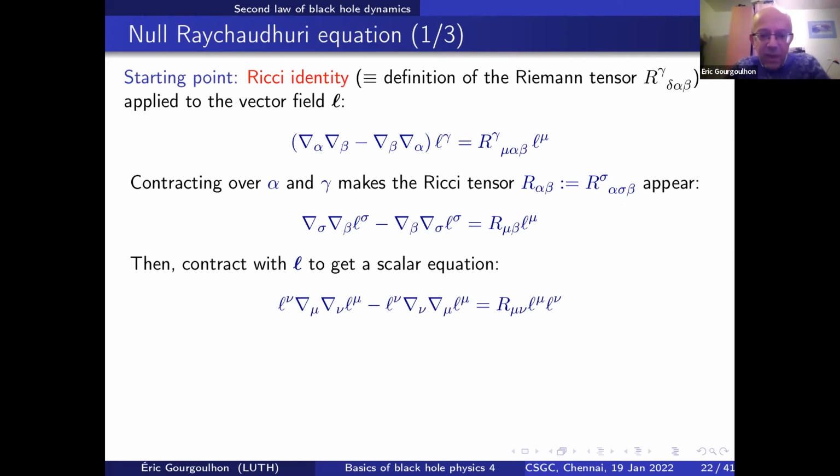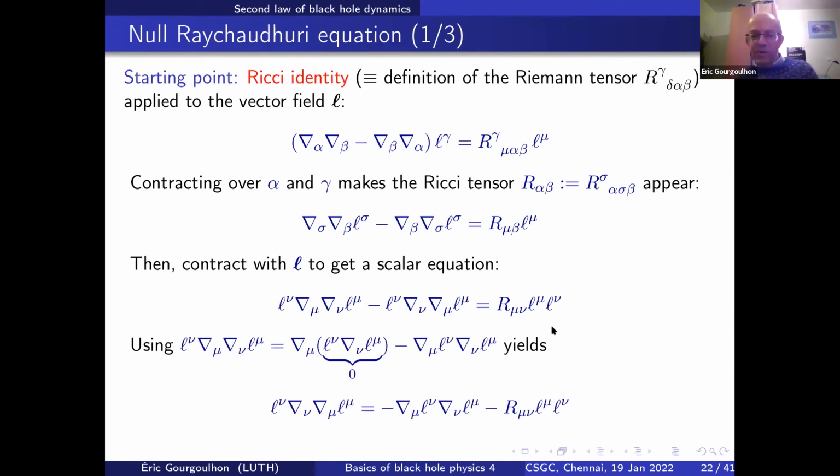Then we get this identity here, which is a vector identity. I have an index which is free here, beta. More precisely, it is a covector identity. And I contract it with L, the null vector itself. So now I have a contraction. I call mu the common index for the contraction. And so I have this term here, which is this contraction, and I have this contraction here.